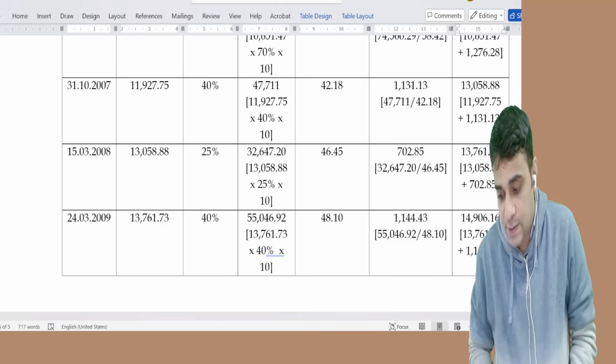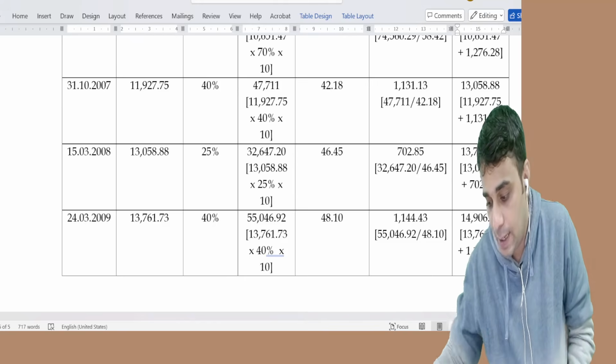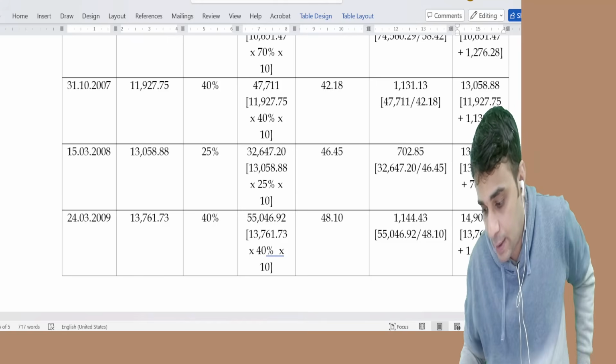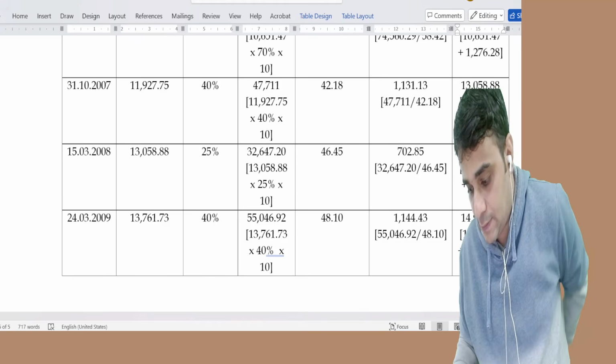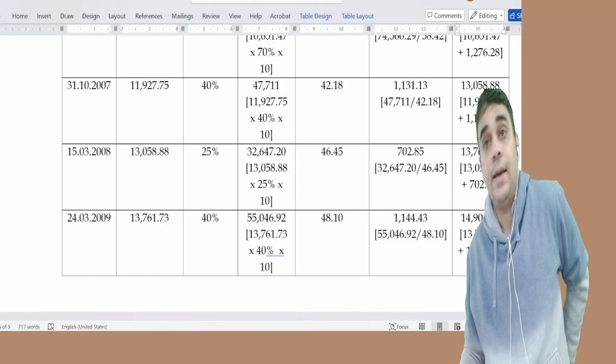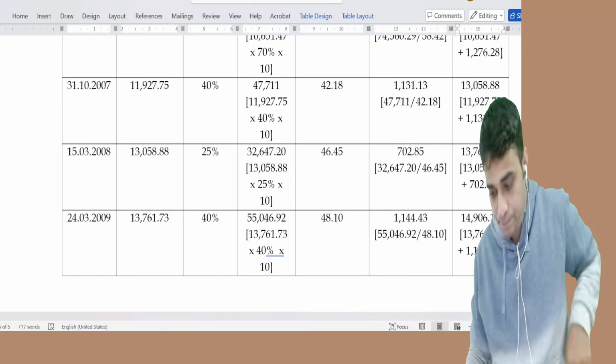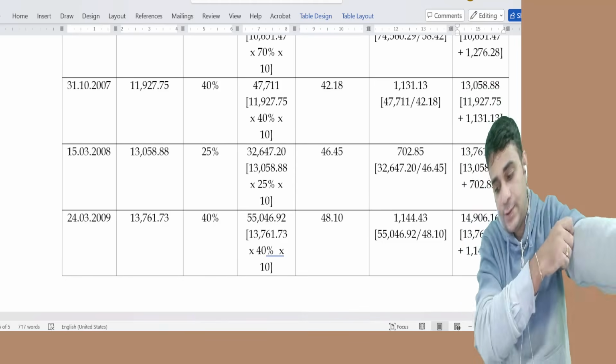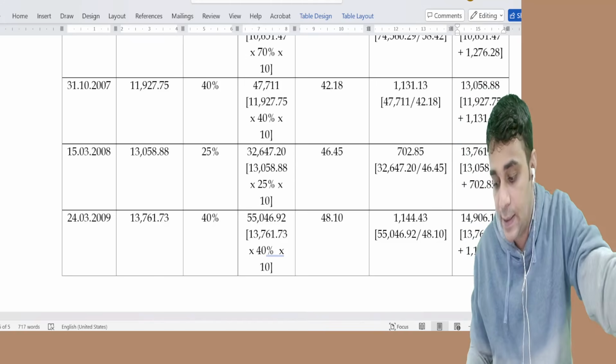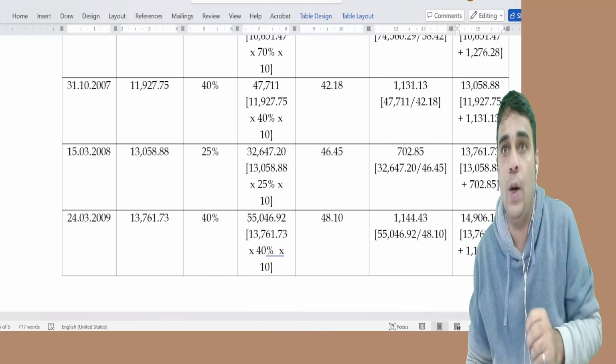14906.16. Now this is a time consuming calculation. Any doubts on this? Clear? Can we proceed? Done. Okay, there is a doubt by a student. Should we consider discount rate for calculating annual return?